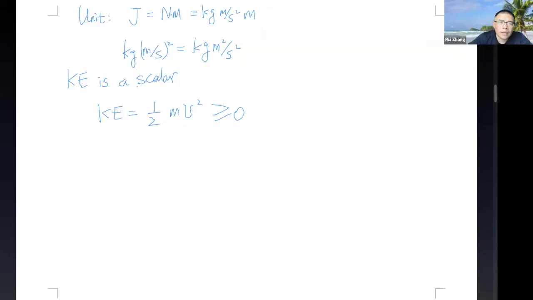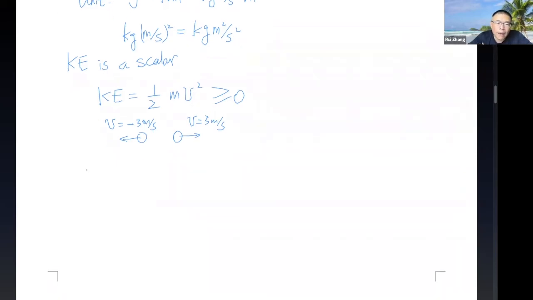Now, why is it a scalar? For example, if you have an object moving to the left with a velocity of, let's say, -3 meters per second, and another object moving to the right with 3 meters per second, they have the same magnitude but go in opposite directions. When you do this calculation, you're taking a square, so it doesn't really matter.